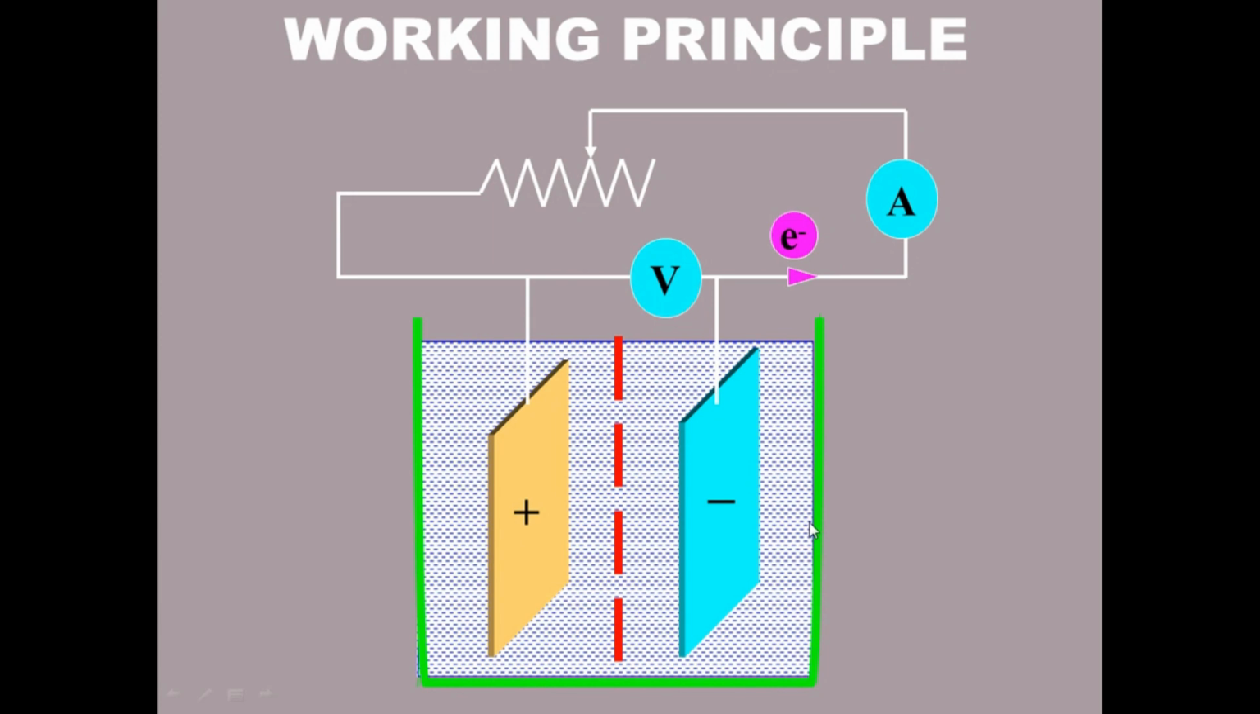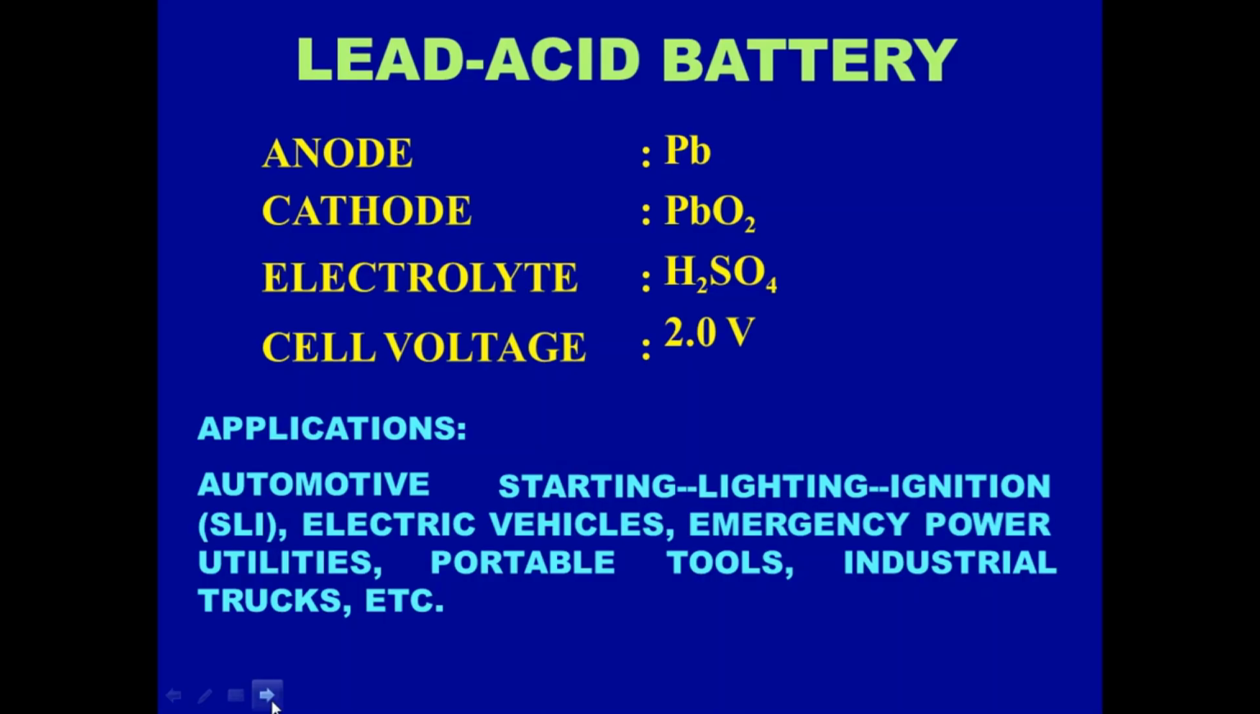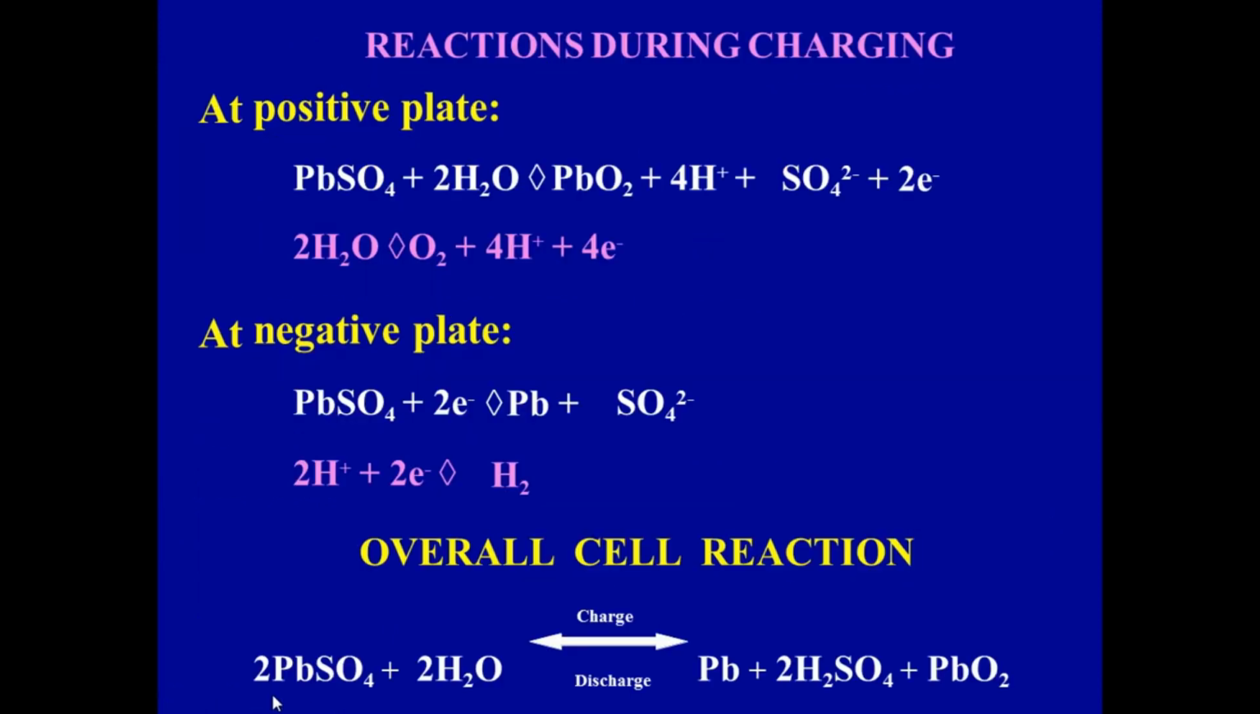In the diluted sulfuric acid, the molecules of acid split into positive hydrogen ions and negative sulfate ions. The hydrogen ions, when they react at the lead peroxide plate, receive electrons from it and become hydrogen atoms, which again attract the lead peroxide and form PbO and H2O, that is water. This PbO reacts with sulfuric acid and forms PbSO4 and water.